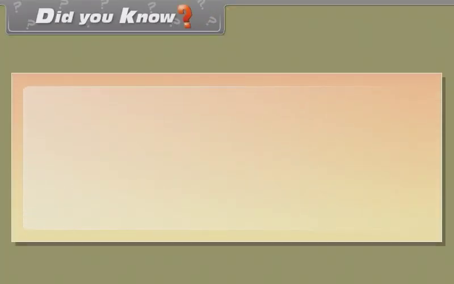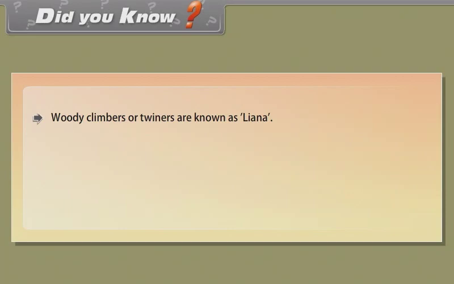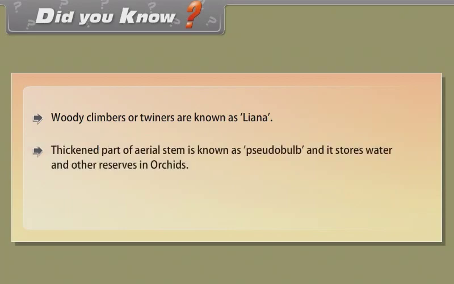Did you know? Woody climbers or twiners are known as liana. The thickened part of the aerial stem is known as pseudobulb, and it stores water and other reserves in orchids. In banana, suckers are known as sword suckers.